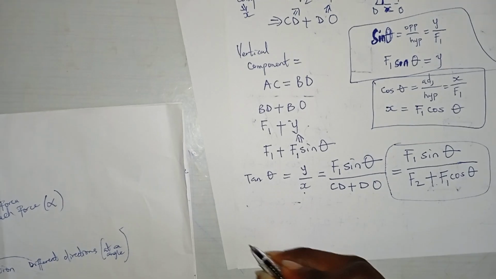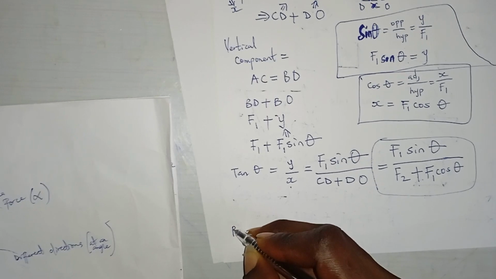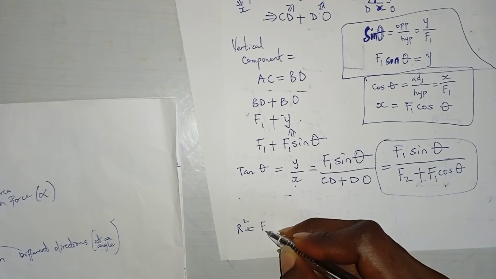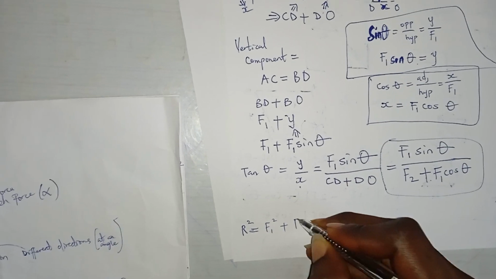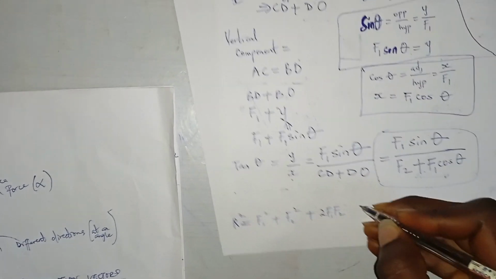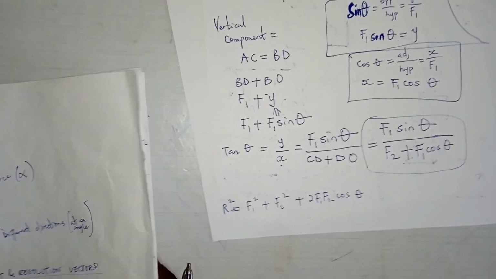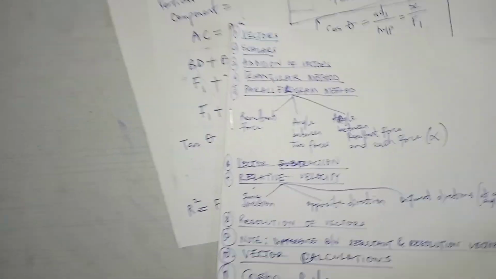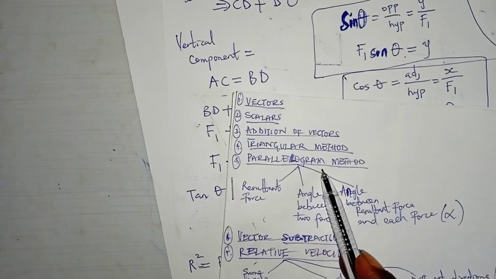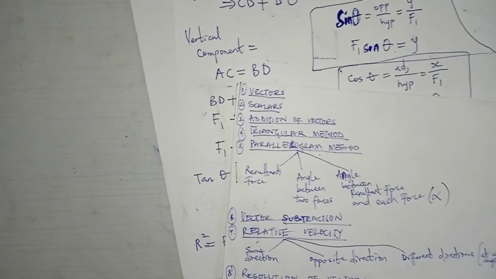But when they tell you to find the angle between the two forces, that's when you use R squared, that is the cosine rule, equals F1 squared plus F2 squared plus 2F1F2 cos theta. So there you have it. We've been able to treat addition of vectors, subtraction, parallelogram, triangular law. Then in our next class we'll treat relative velocity, then we'll start solving questions.